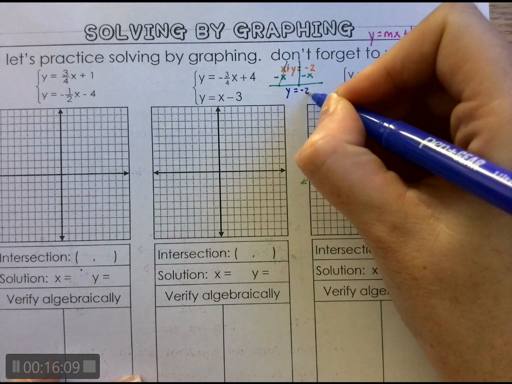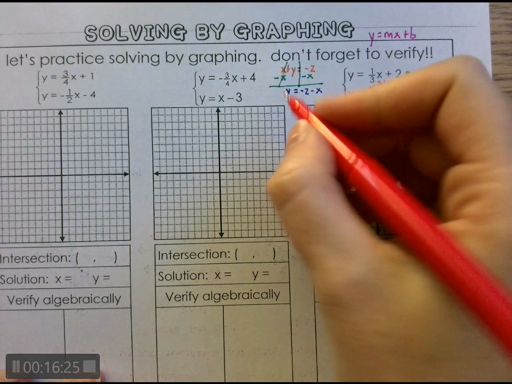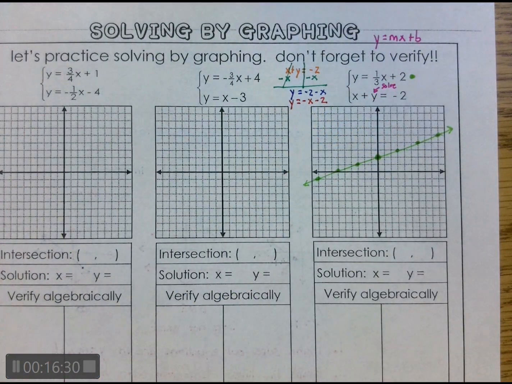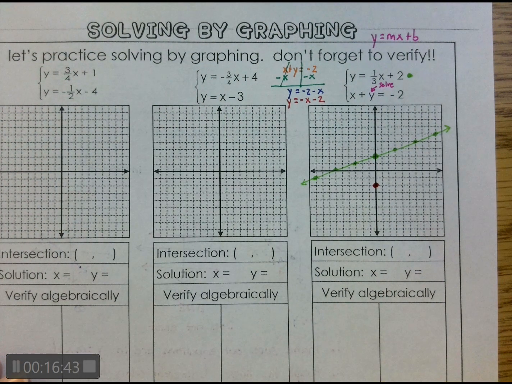Okay, -2 minus x. But this still isn't in our proper form, so we just need to switch around some of our letters. So we're going to keep y as it is, because remember, we like our x to be first. So y equals -x minus 2. Alrighty, so this is what we're going to graph. Start with your y-intercept, which is -2, and then your slope, which is -x.